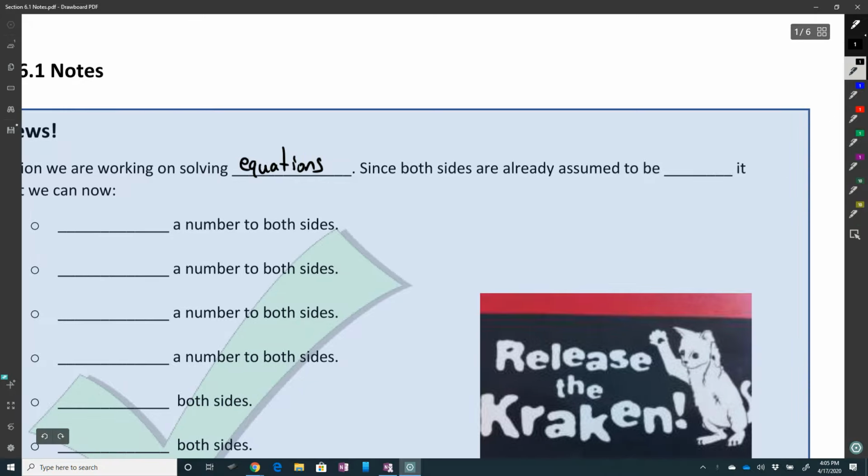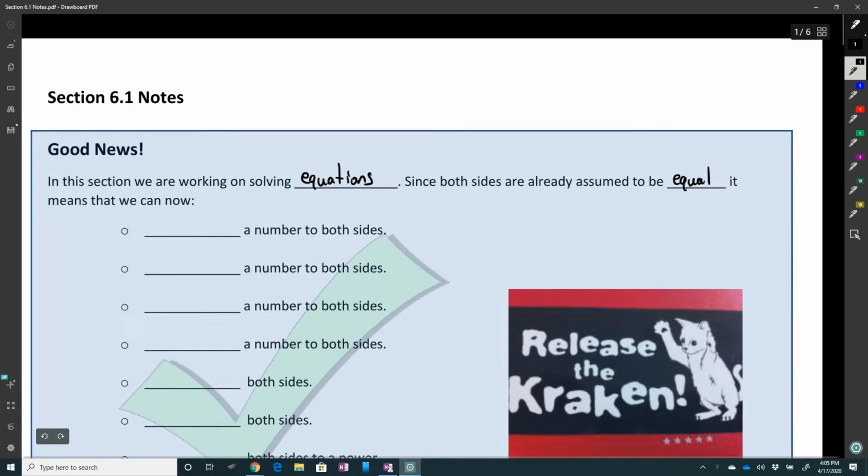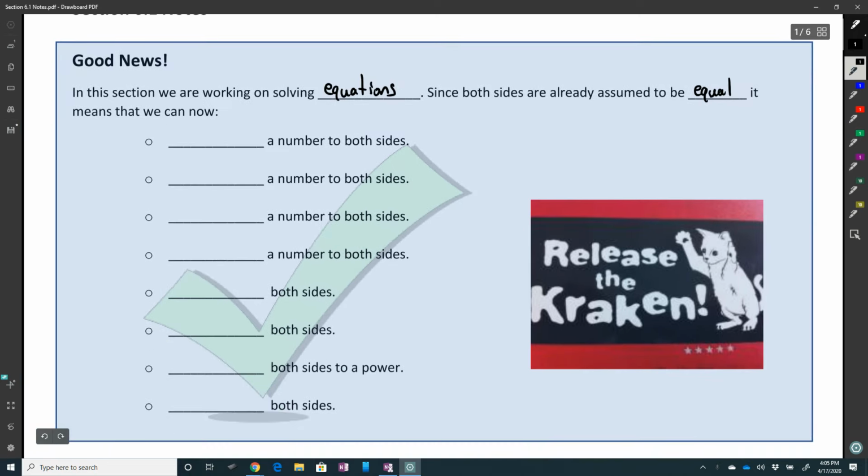And since both sides of an equation are assumed to be equal, we can now do everything that we couldn't do in chapter 5. So now it's legal for me to add a number to both sides, to subtract a number from both sides, to multiply a number to both sides, to divide a number by both sides, to square, to square root, to raise both sides to a power, or to log both sides.